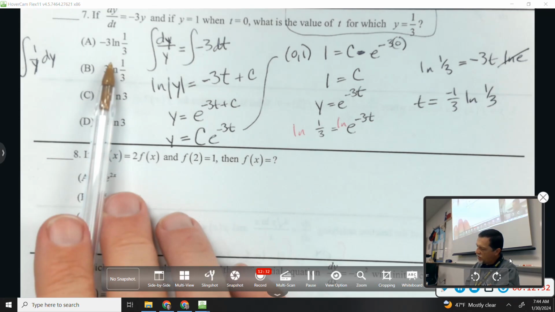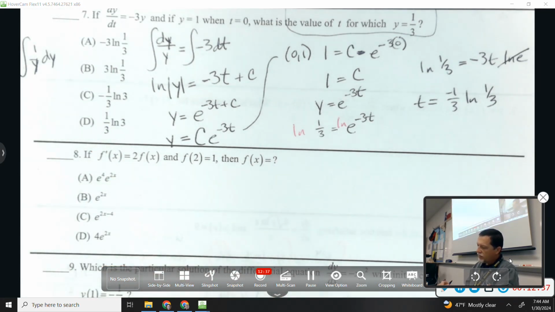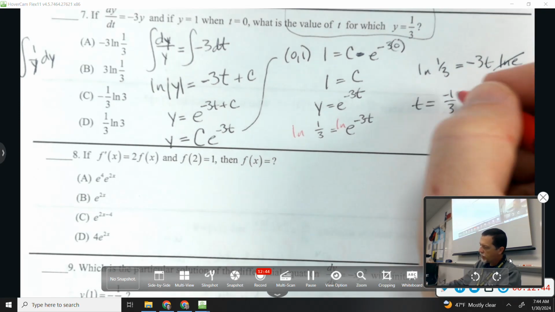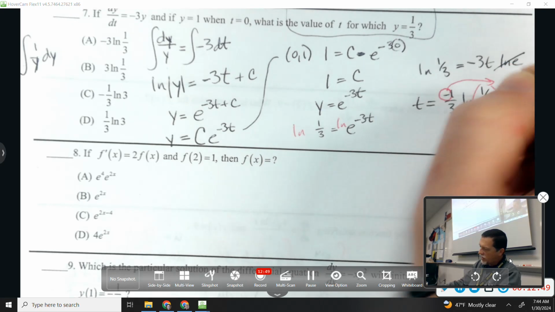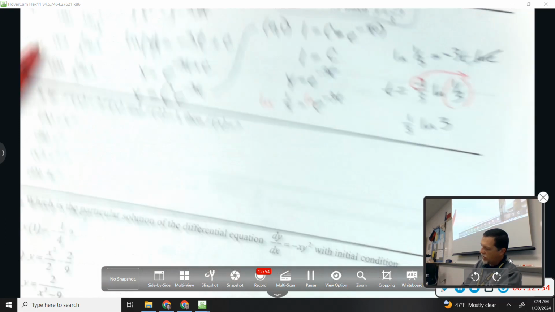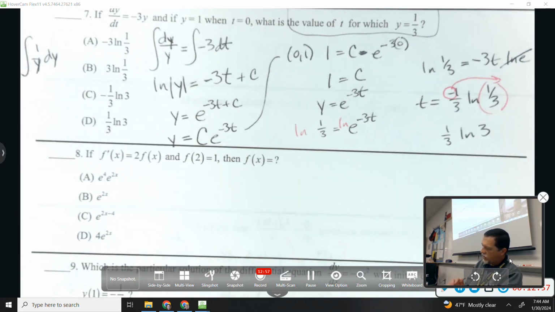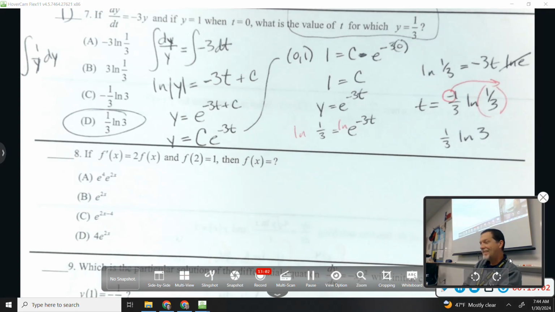And that's not one of my answer choices. So what can I do to make it one of my answer choices? This is a property of logs that we like to use. That negative can go up front as an exponent. A negative exponent flips it over. So 1/3 natural log e. And there it is, answer choice D. Algebra, calculus, algebra, algebra, algebra.